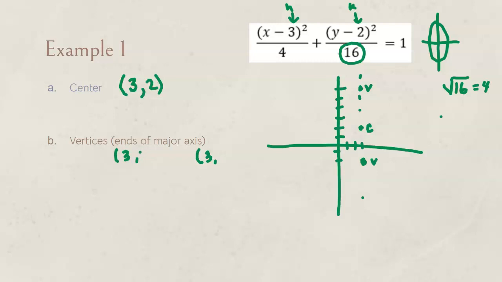The way I do that mathematically is I would say, well, one of my y coordinates is going to be 2 plus 4, and the other y coordinate is going to be 2 minus 4. So my two vertices are going to be at 3 comma 6 and 3 comma negative 2.